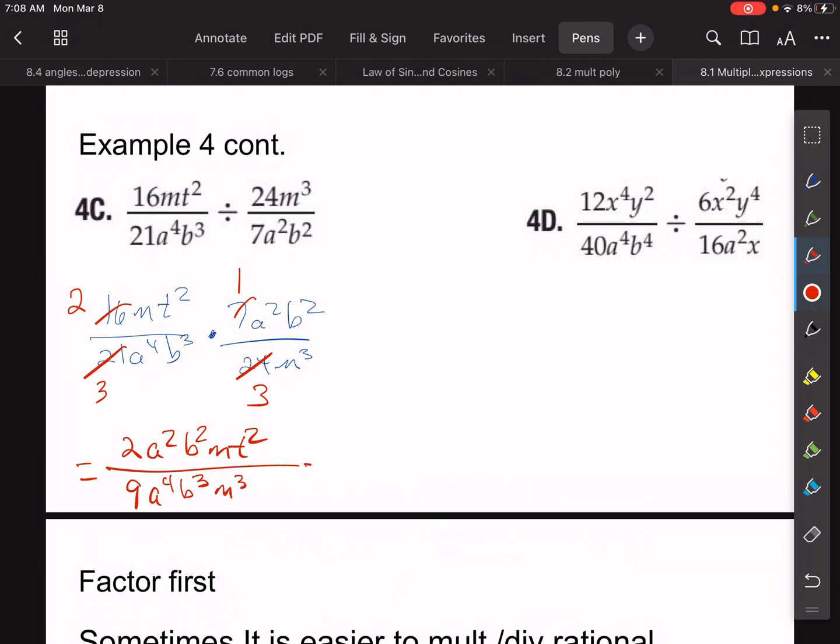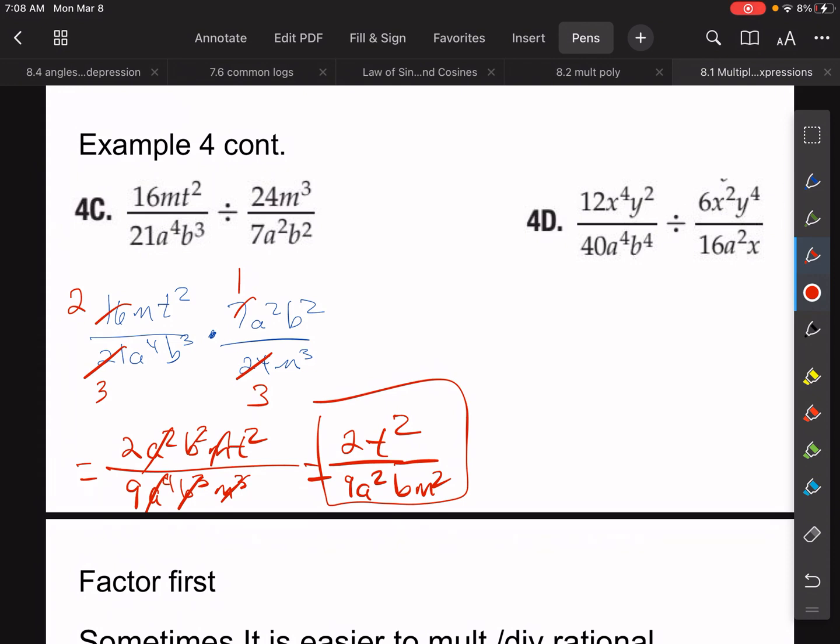Okay, now let's see what we can cancel. 2 and 9 have to stay the same since there's nothing in common with those things. Then I have a squared down below, b down below, and then m squared down below, and t squared in the numerator, and I am done.